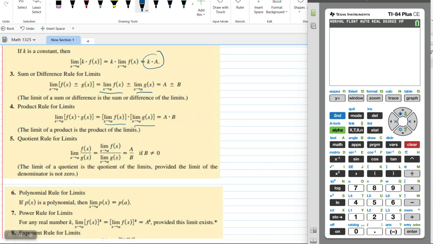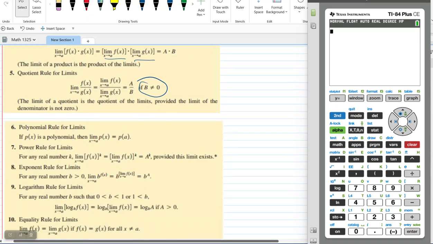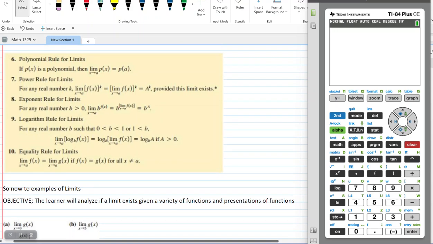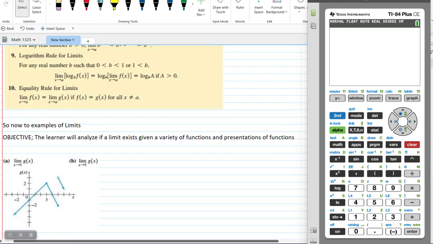The division is tricky because the denominator cannot equal 0 at any a. If we substitute a in it, it cannot equal 0. So we have to manipulate that a little bit in order to do it. The polynomial rule for limits is that the limit as we approach a of p of x, so the polynomial is all terms with positive exponents, is the value of a in that function. The power rule says we can get the original function value and then raise it to the exponent. And the logarithmic, which is another animal.